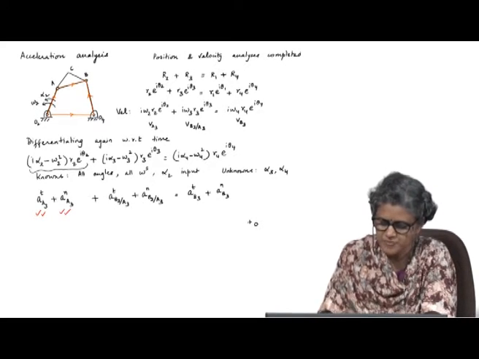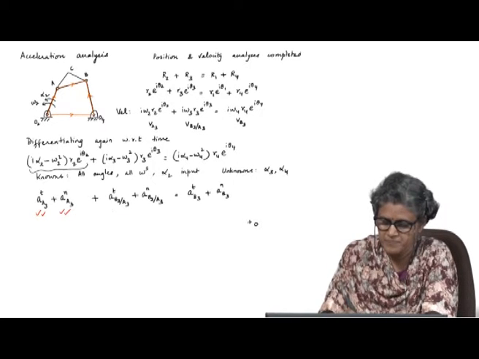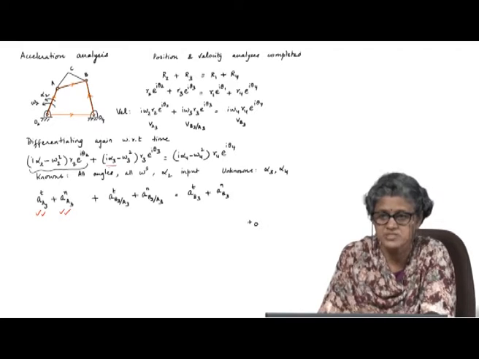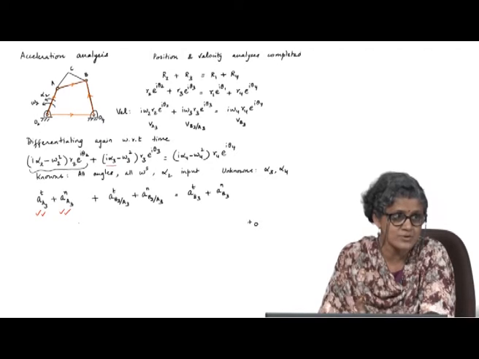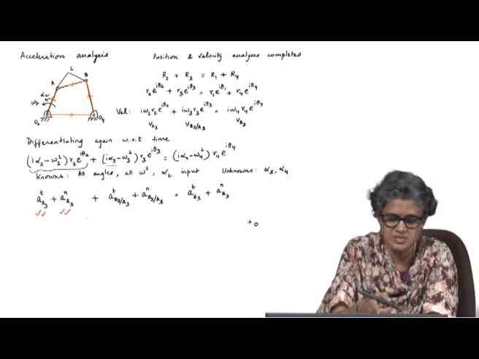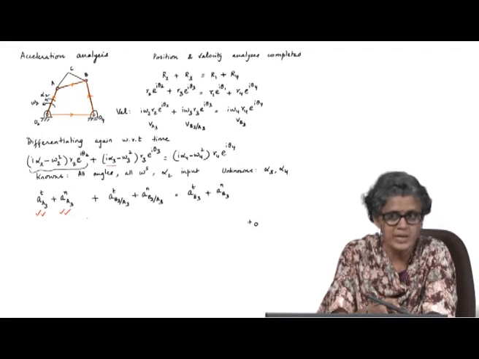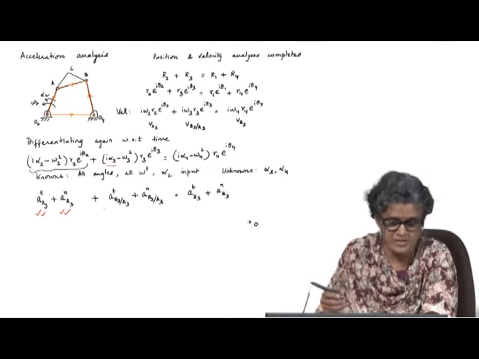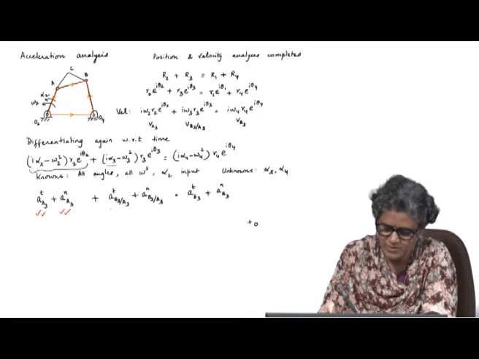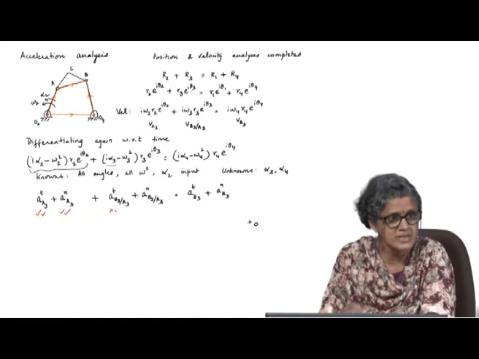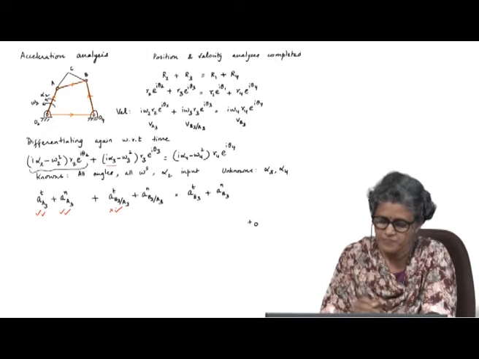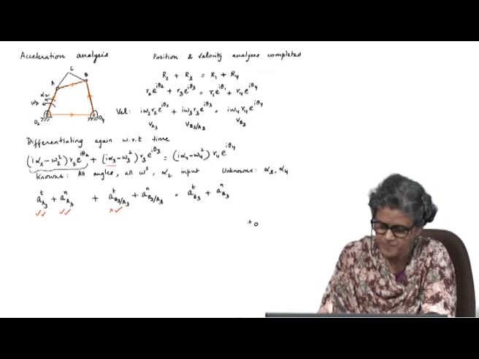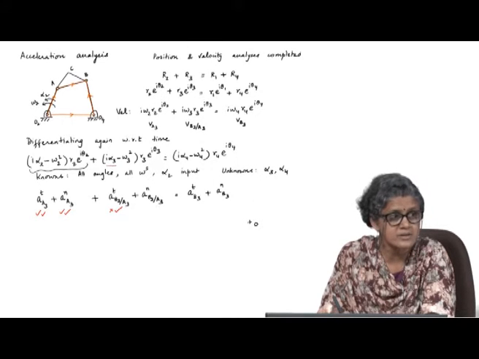In the case of B with respect to A, the tangential component depends on alpha 3, which is unknown. So, I do not know the magnitude of the tangential component of acceleration of B with respect to A. However, I do know the direction or at least the line of action. So, the magnitude is unknown, but the direction is known. In this case, again what is known here?